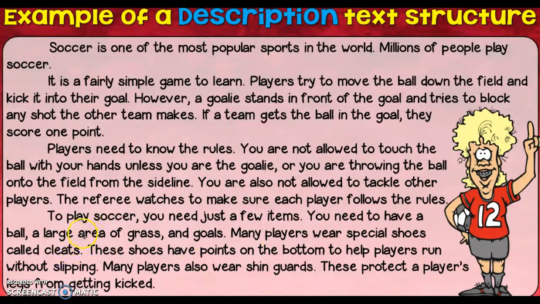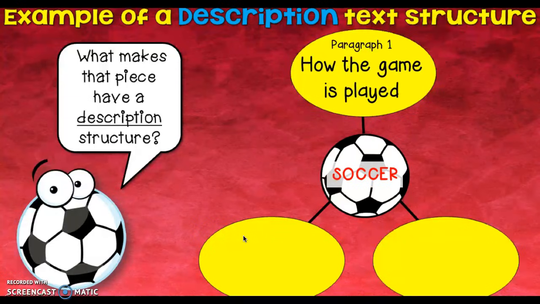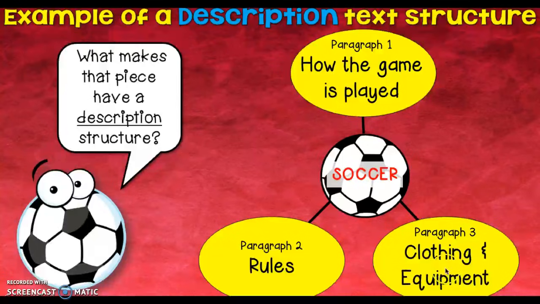Go back and look at paragraph 3. To play soccer, you need just a few items. You have to have a ball, a large area of grass, goals, special shoes. This is talking about what we need to play the game. So we have how to play the game, the rules, and then paragraph 3 is telling us the clothing and equipment that we need to play the game.